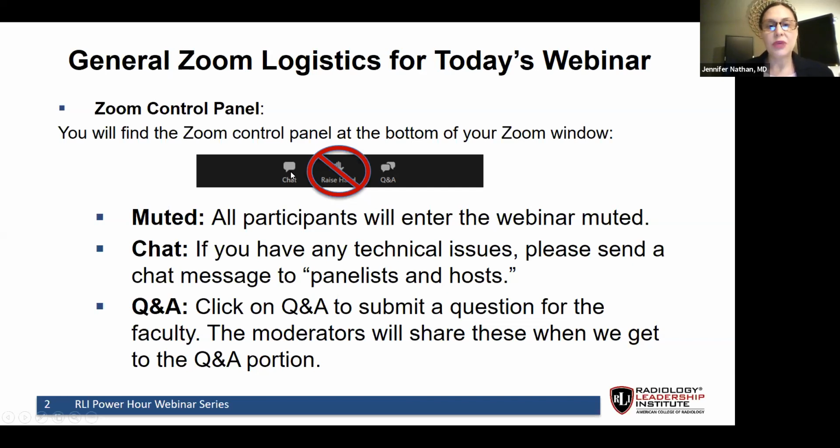The chat icon is what you would use if you're having any sort of technical difficulties. If you're having an issue, click on the chat icon, up will come the chat window, type in your concern or your question, hit send, and then our support staff will see it on their end, and they will be reaching out to you to help you resolve this issue.